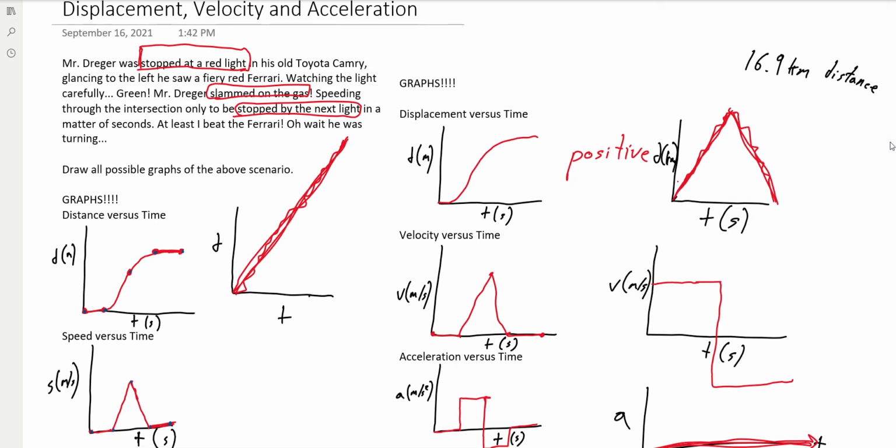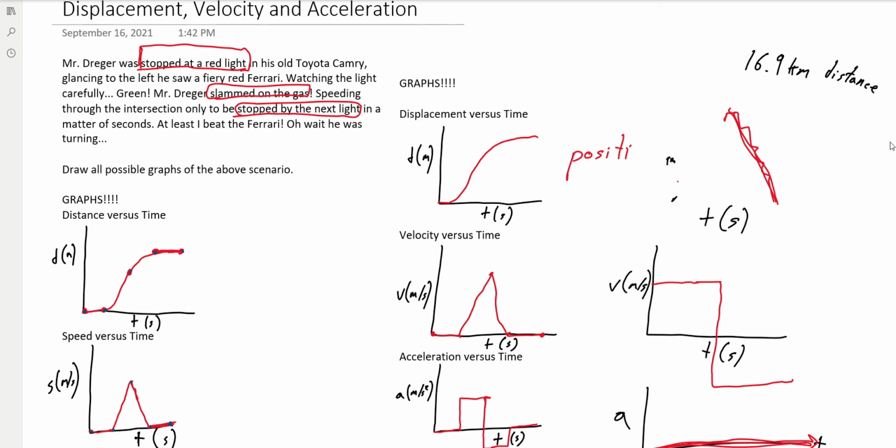There are a few things to look for in these graphs, okay? So let's just back up a little bit. There are a few things to look for in these graphs. Let's erase some stuff and do some more simple graphs.